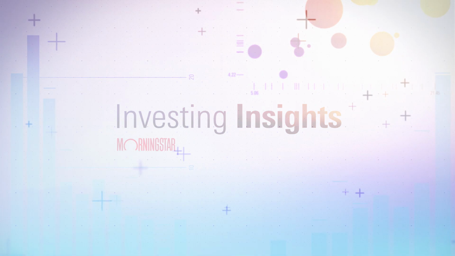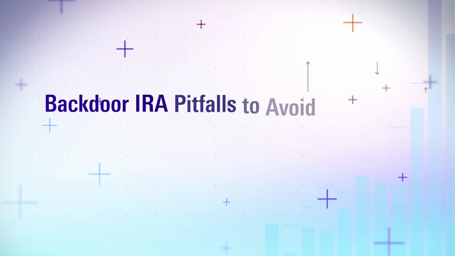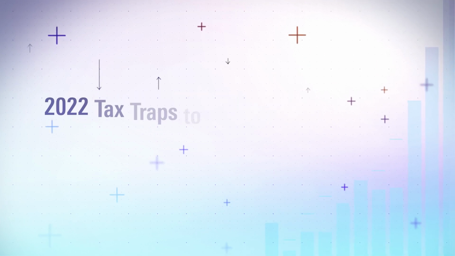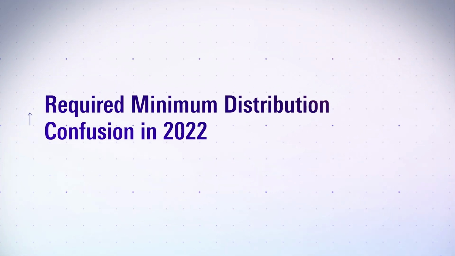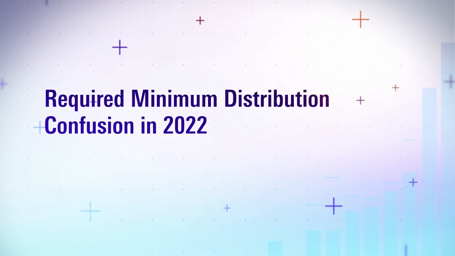In this week's podcast, tax expert Ed Slott joins Morningstar's Christine Benz to prepare us for the upcoming tax season. Together, they discuss required minimum distributions, backdoor IRA do's and don'ts, and tax traps to avoid. Let's get started. First, Ed Slott and Christine Benz from Morningstar Inc. clear up any confusion investors have around RMDs.